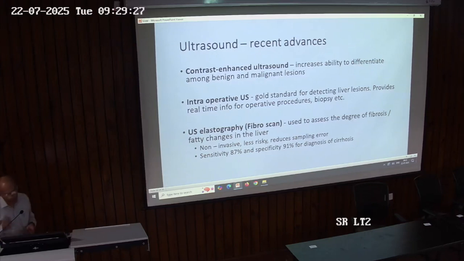Then US elastography, also known as fibroscan. If you want to see this, you can walk over to the Department of Hepatology. They do it routinely. So fibroscan assesses the degree of fibrosis and fatty changes in the liver. Obesity is a modern day epidemic, and some of the fat also deposits in the liver. You have NAFLD, NASH, these conditions. So with the help of a fibroscan, one can find out what is the fatty infiltration in the liver, what is the fibrosis in the liver, and whether the person is likely to develop cirrhosis later on or not. So that is another use of the ultrasound.